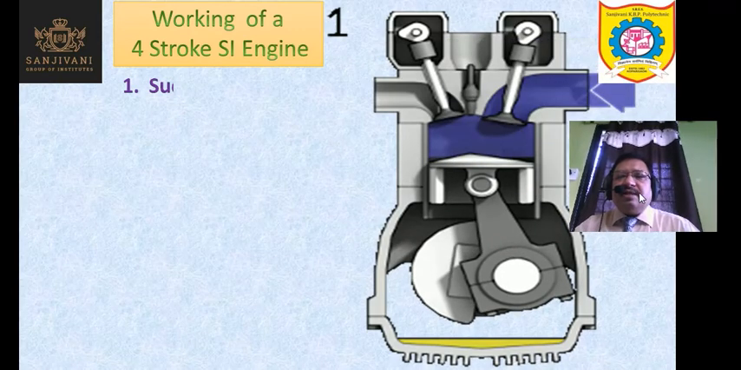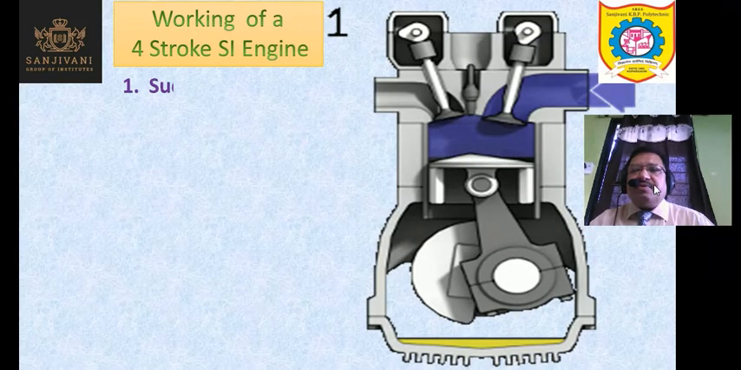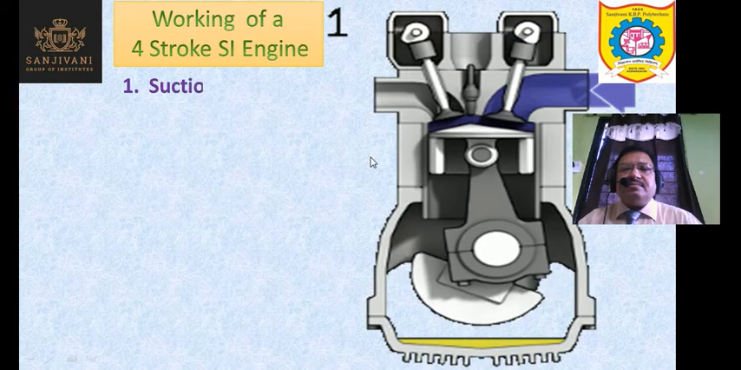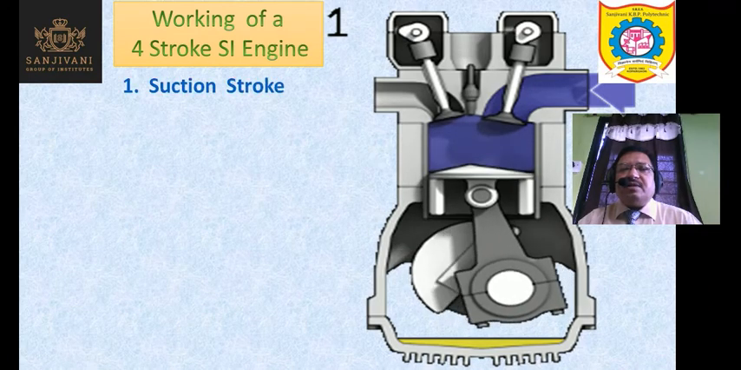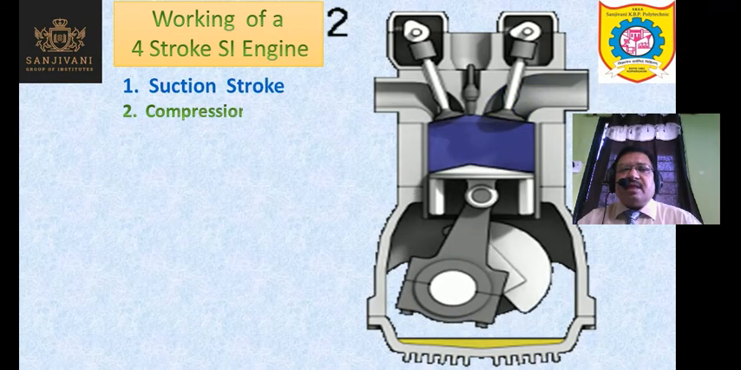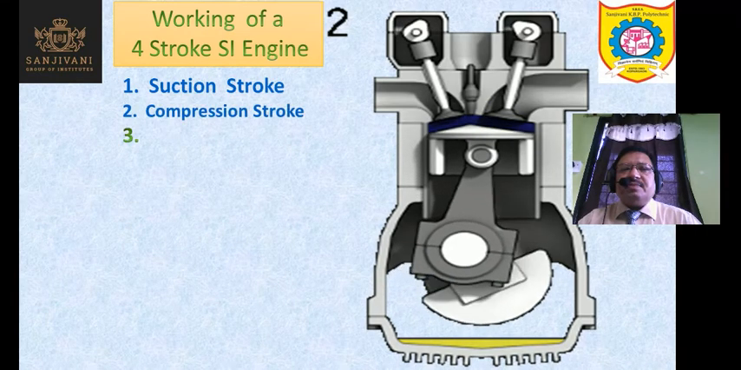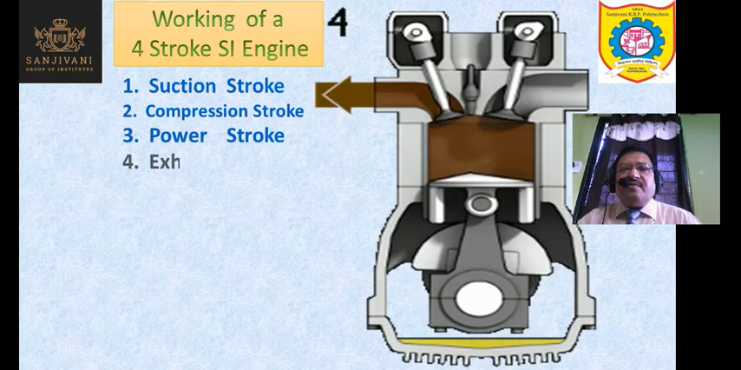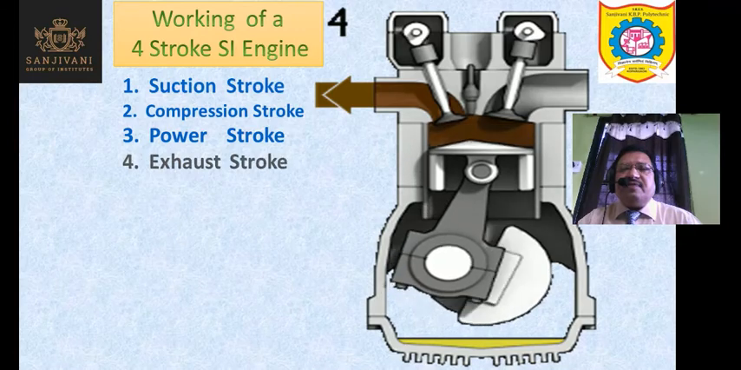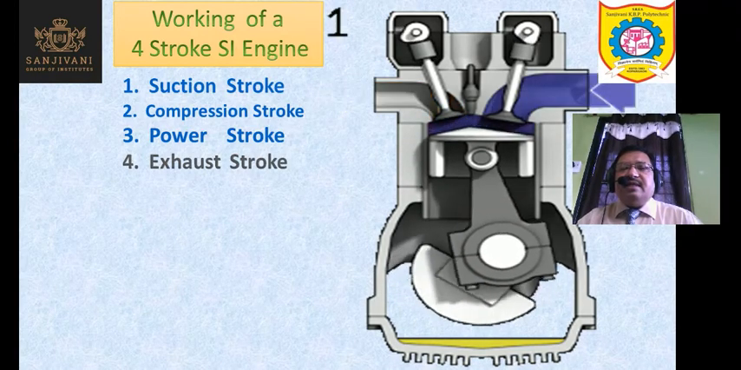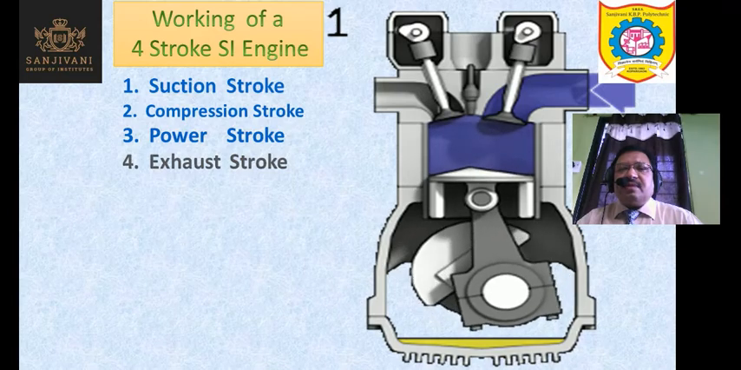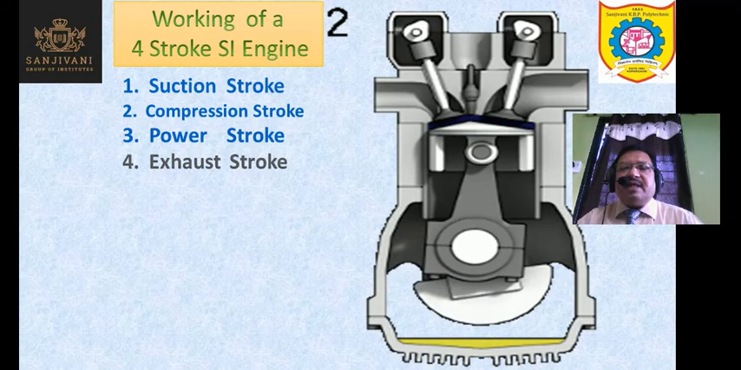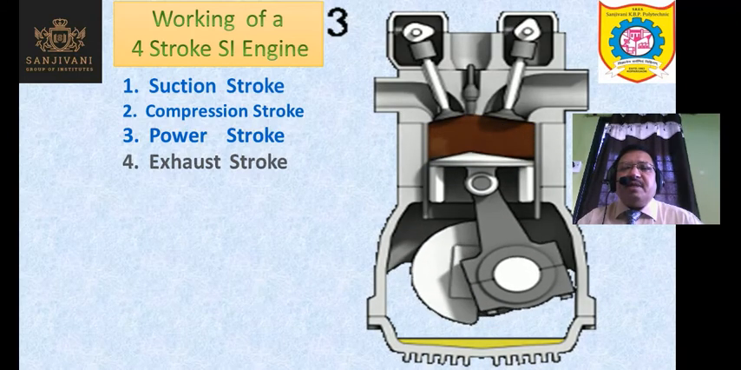So if you understand this, then you can very easily understand the working of 4-stroke engine. Now let us go ahead to study the working of the 4-stroke engine. First of all, the suction stroke, then the compression stroke, 3 is power stroke or expansion stroke, 4 is the exhaust stroke. So these are the 4 strokes, and you can see these 4 strokes in this engine. So this is the 4-stroke SI engine, because you can see the spark is being produced.